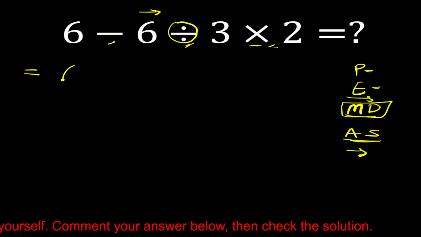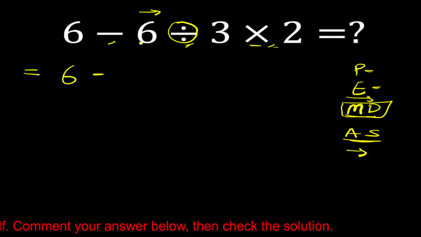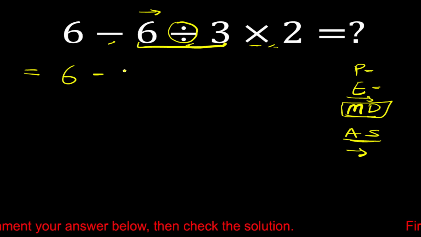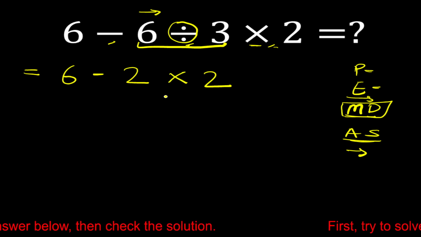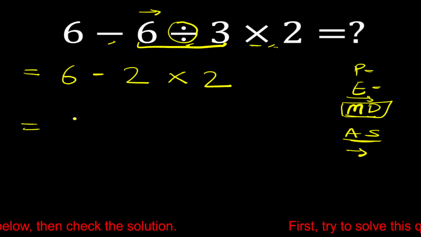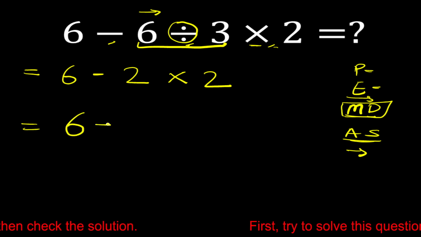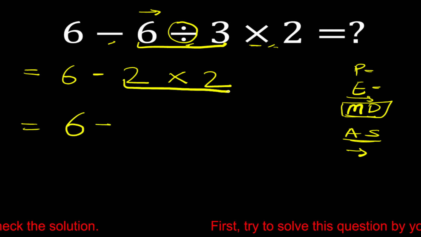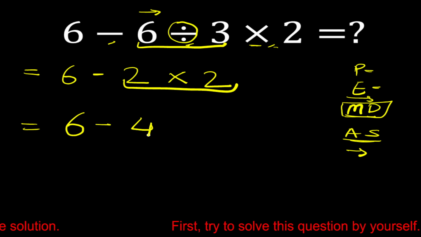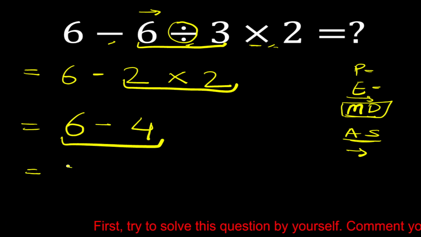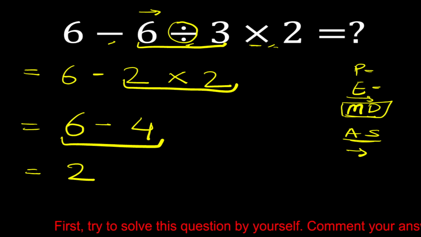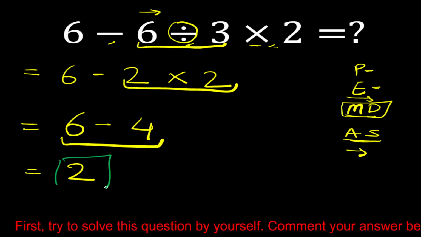So 6 minus 6 divided by 3 is equal to 2. Multiply 2. So 6 minus 2 multiplied by 2 is equal to 4. Now 6 minus 4 is equal to 2. So the correct answer is 2.